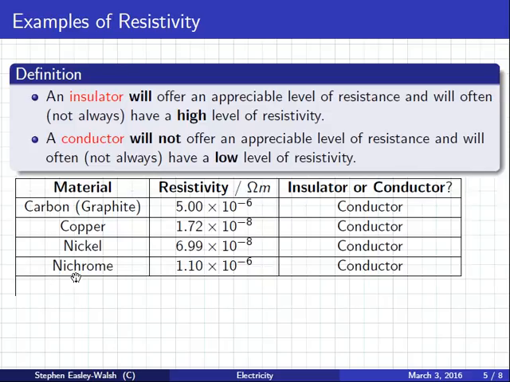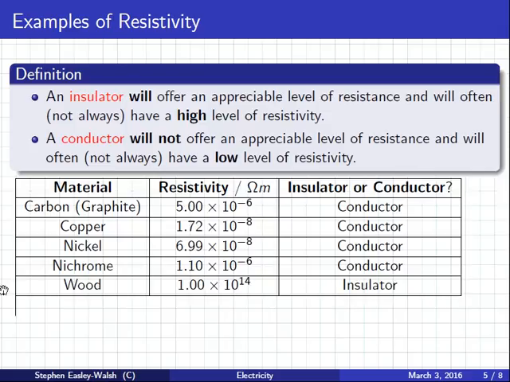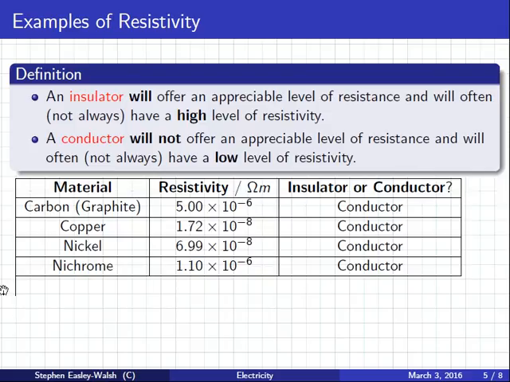Nichrome is nickel and chromium, I think. And it's also a conductor. Okay. Now, the next material is something which is not a conductor, it's an insulator, and that's wood.